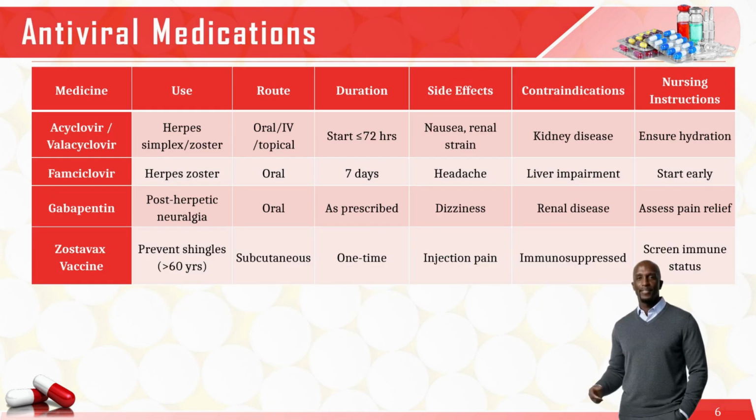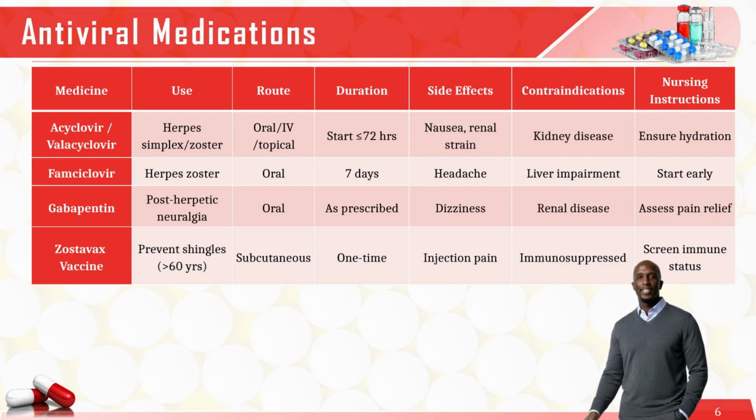Moving to viral infections. Most commonly, herpes simplex and herpes zoster. Acyclovir and valacyclovir must be started within 72 hours for best results. They may cause renal strain, so hydration is very important. Famciclovir is used for herpes zoster as well. Avoid in liver impairment. Gabapentin helps with post-herpetic neuralgia, mainly for pain control. Always monitor renal function and pain levels.